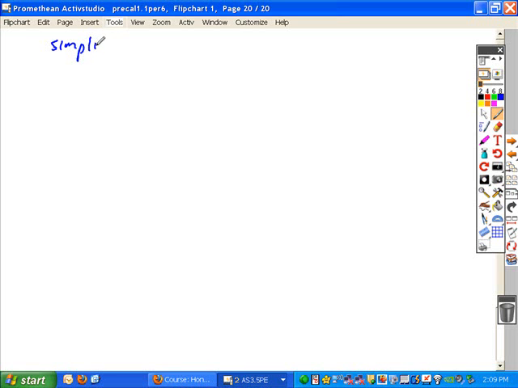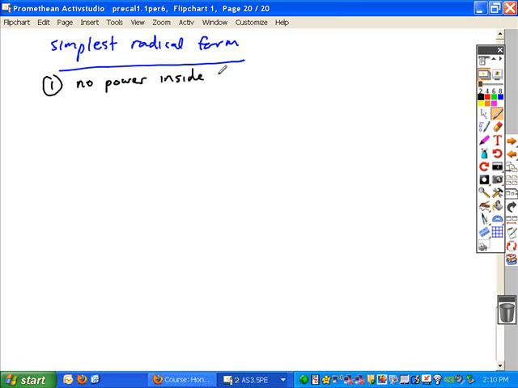Okay, if you're looking for reducing or simplifying a radical, the following four conditions have to be true. The first is that no factor of the base can have an exponent greater than or equal to the index. So if you were to write your base in exponential form, no power can be greater than or equal to an index.